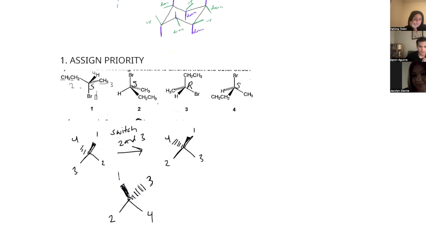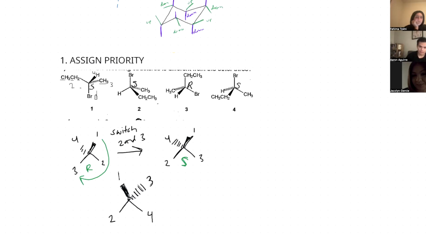So in this case, on this left one here, you can see one, two, three, four, right? This one's pretty simple. It goes like that, so it's R, because it's going clockwise. And because I switched groups two and three, without even counting or doing anything, I know this is S. That is just a rule in chemistry.